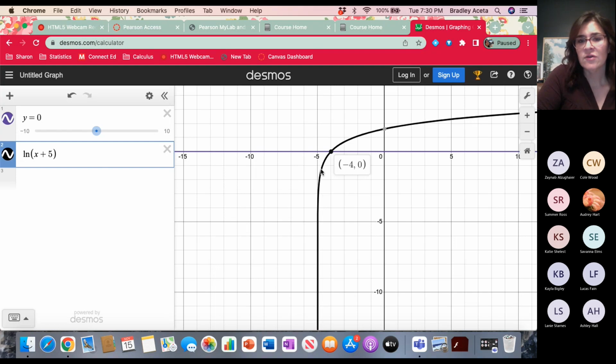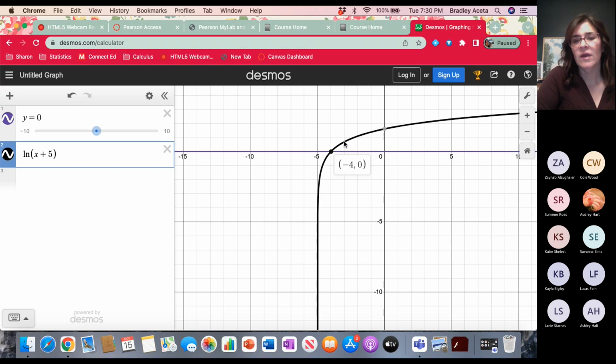But when we go to answer the question on the next part, which says, okay, well, where is the ln of x plus 5 smaller than 0? Well, everybody was like, oh, it's from -infinity to -4. No, no, no, no. There's an asymptote here. It's from -5 to -4.